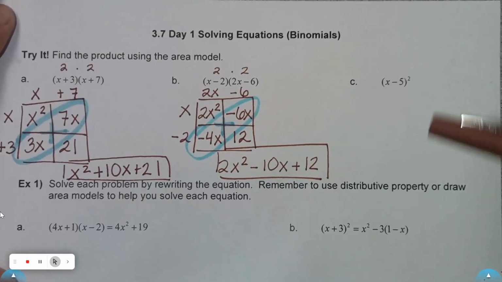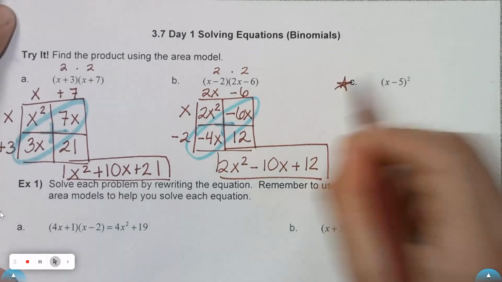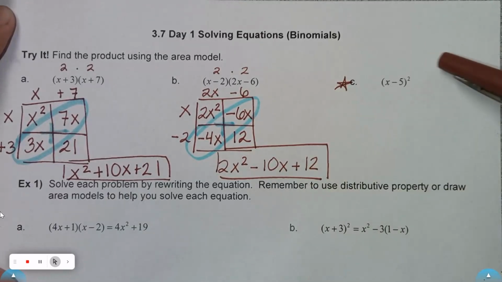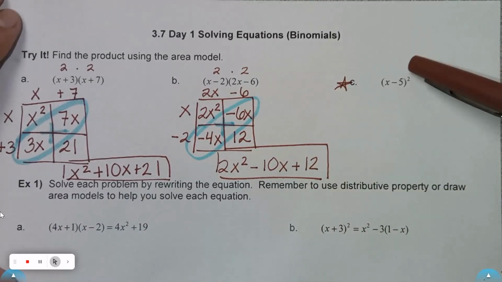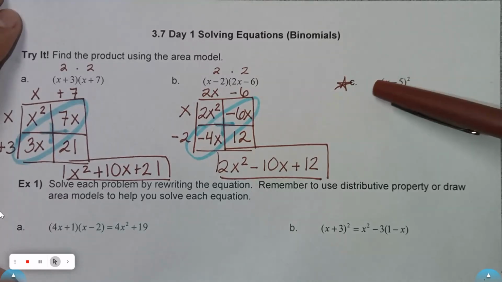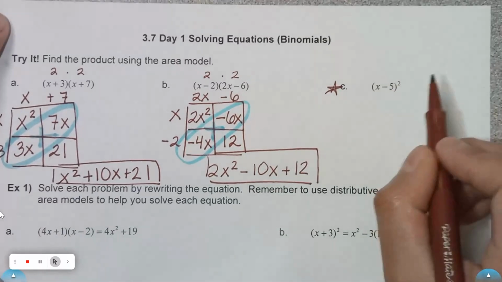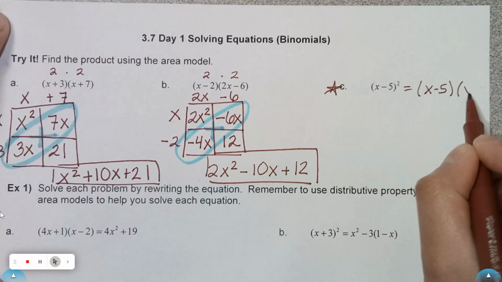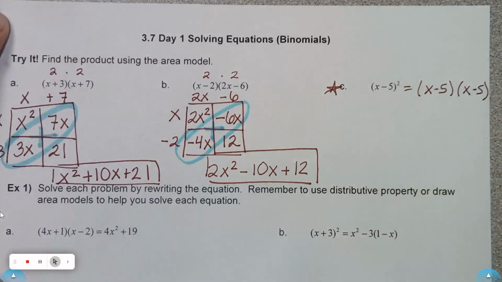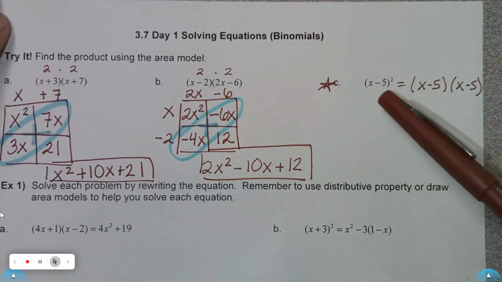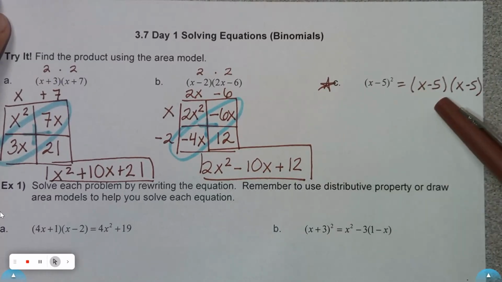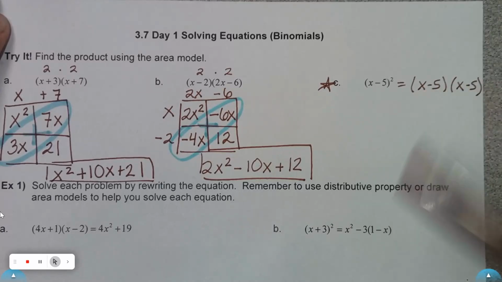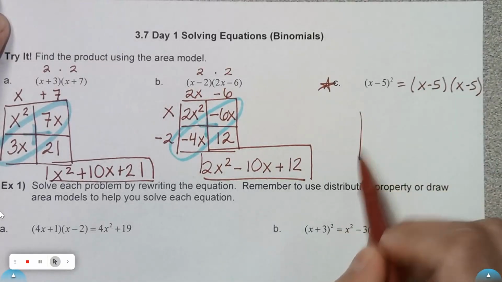All right, and then letter C can be really tricky. You see the 2 on the outside, the exponent, you're not going to distribute that. You're not going to multiply that with the inside. This is really telling you that you have 2 of these. So I have x minus 5 2 times. So just be very careful when you see something like this, you have it twice. So I like to rewrite it 2 times because now I can do the box and multiply those two things together.